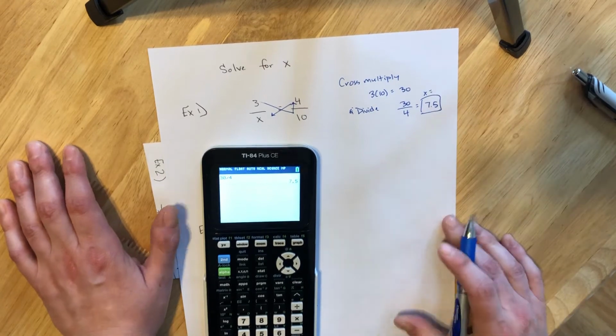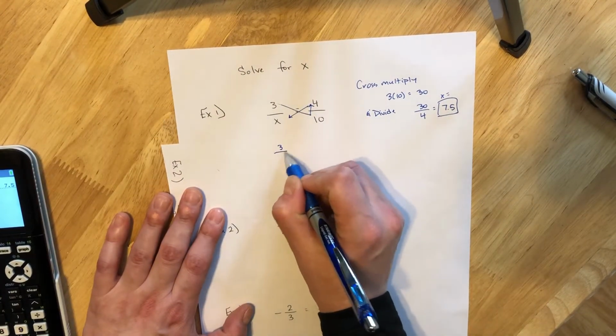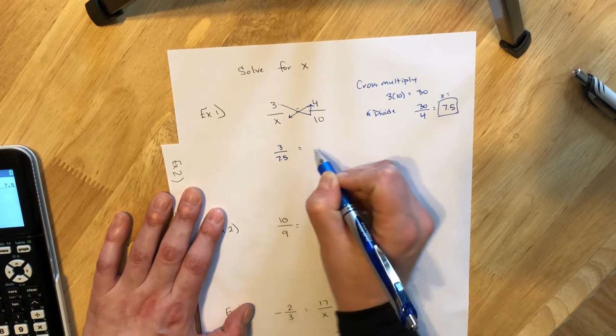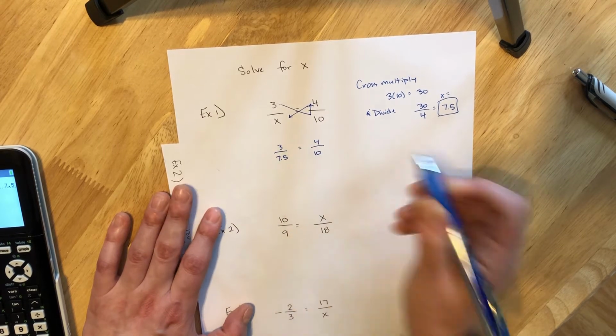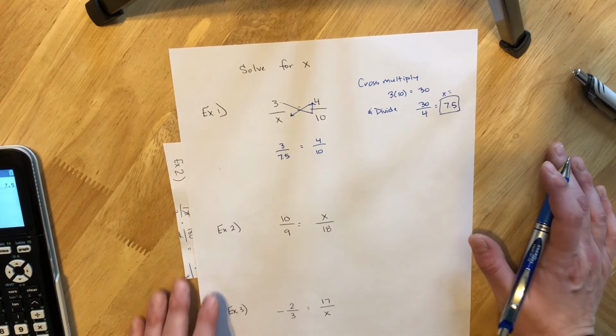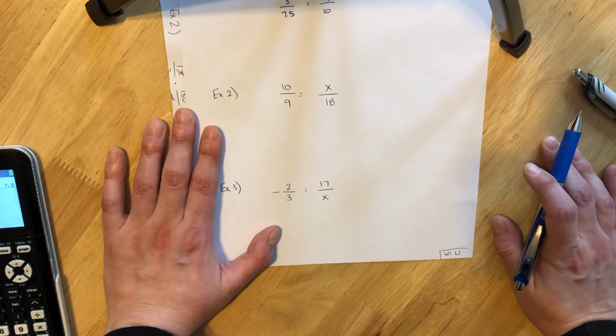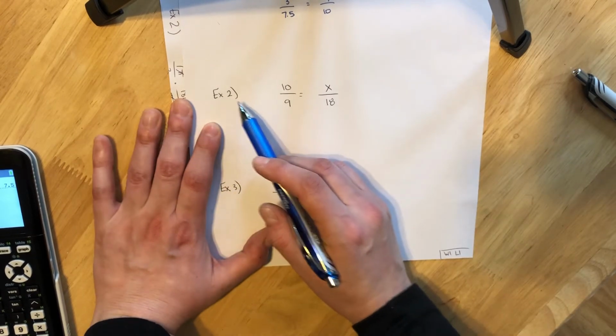X equals 7.5. So what this is telling us is that if we were looking at these fractions, 3 divided by 7.5 is the exact same ratio as 4 divided by 10. So let's try another example. You might find some shortcuts along the way. Example number 2 down below.